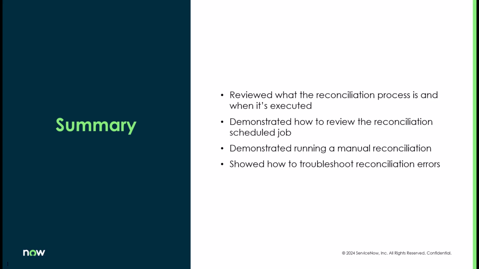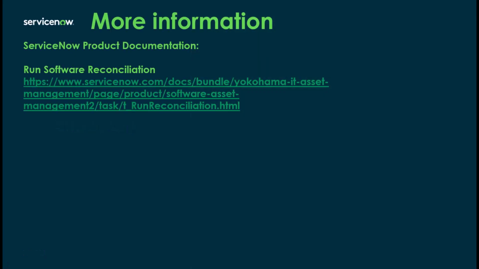So in today's video, we reviewed what the reconciliation process is and when it's executed. We demonstrated how to review the reconciliation scheduled job and how to run a manual reconciliation. And I also quickly showed you how to potentially troubleshoot any errors or at least get some information to be able to open a support case. For more information, you can go to the ServiceNow product documentation site. There's a good article on run software reconciliation that can give you a bit more details.